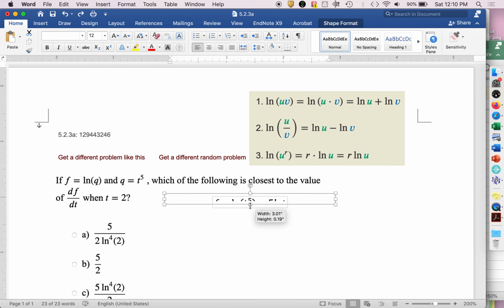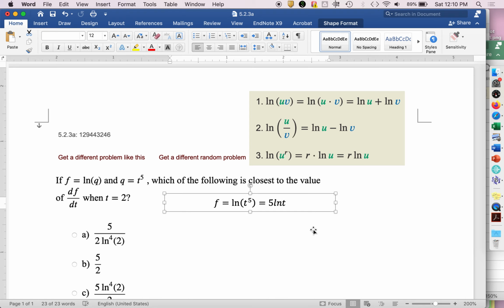So I have the t to the fifth inside of the natural log. So I have natural log of t to the fifth. Now according to this third rule of logs, if I have natural log of something to the r, I can pull the r in front. I can pull that power in front. So I did that here. I rewrote f as natural log of t to the fifth equals 5 natural log of t.